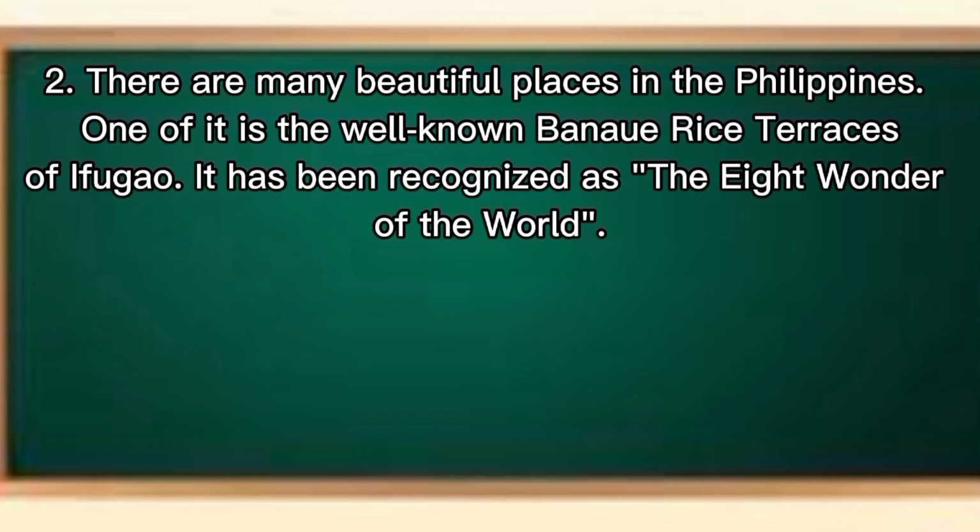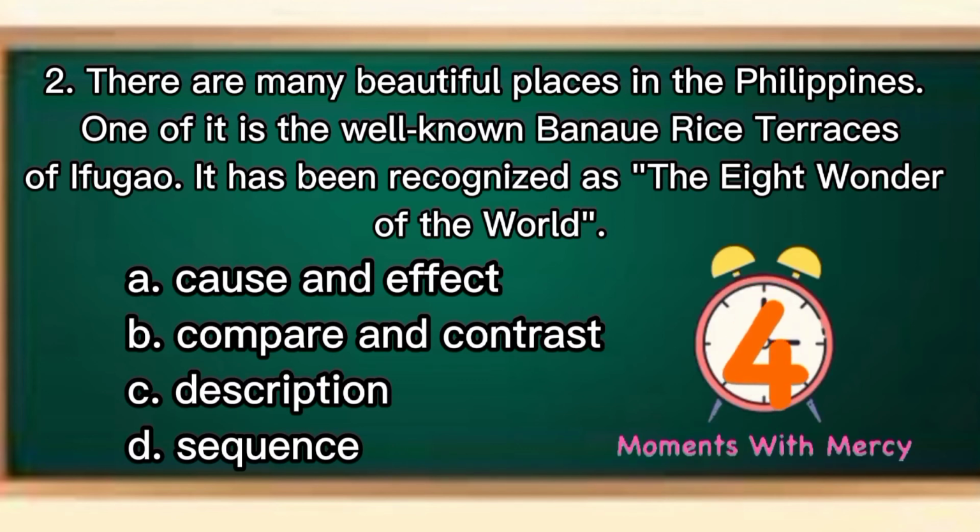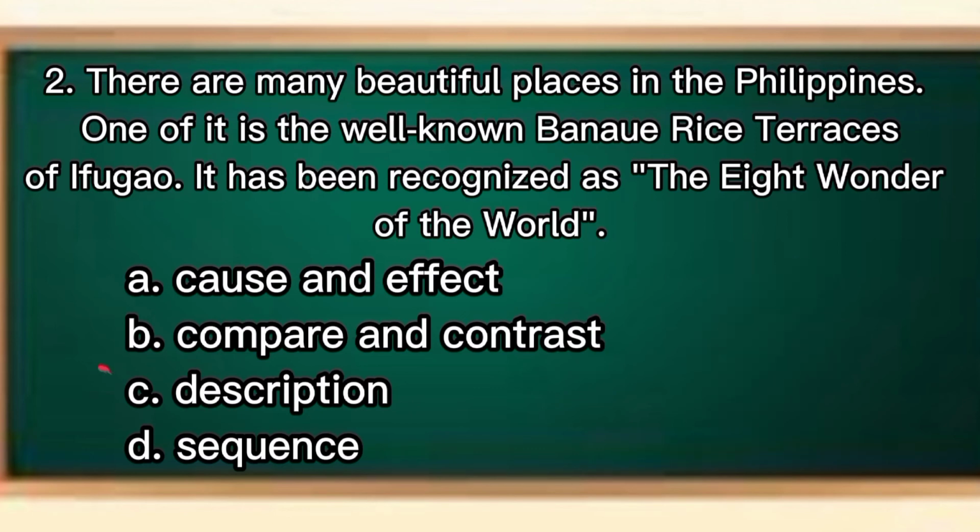Number 2. There are many beautiful places in the Philippines. One of it is the well-known Banawe Rice Terraces of Ifugao. It has been recognized as the 8th wonder of the world. A. Cause and effect. B. Compare and contrast. C. Description. D. Sequence. What could be the answer? You got it right. The answer is letter C.